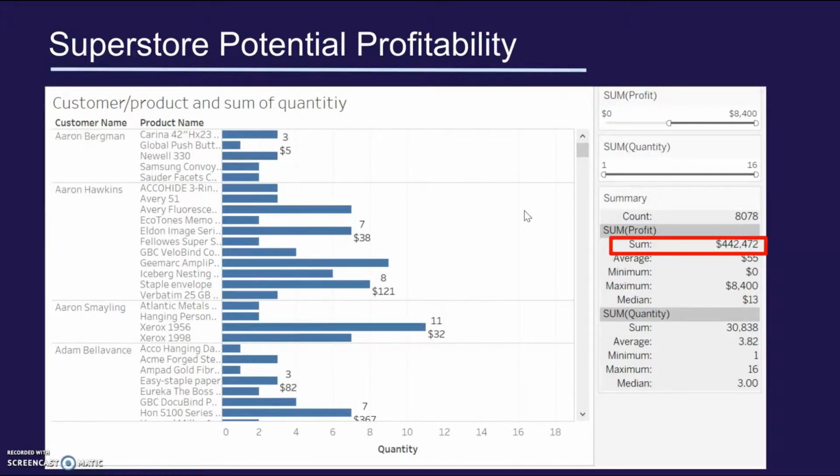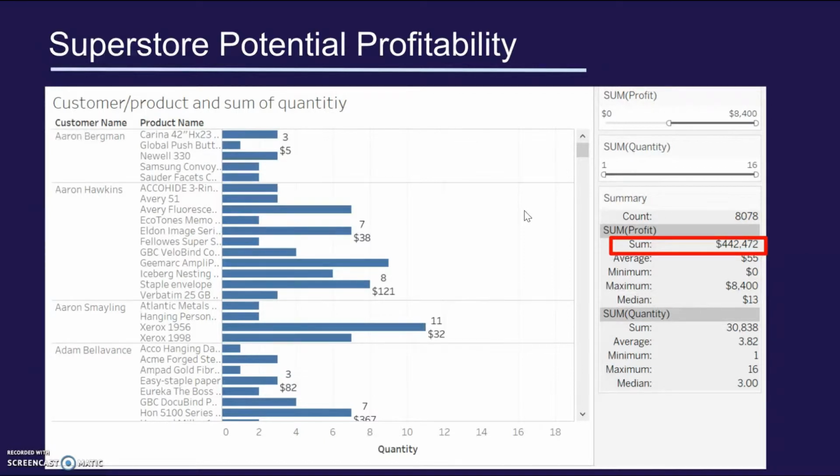We would then switch over to our Superstore potential profitability. So if we eliminate all the unprofitable products in every subcategory, we realize that Superstore can create a potential profit of $442,472. So Superstore, by eliminating its unprofitable products, could increase its profits by about 55%. We do realize that by eliminating some products, Superstore could potentially lose customers to competitors that offer those products.